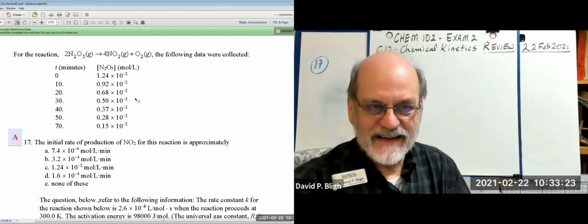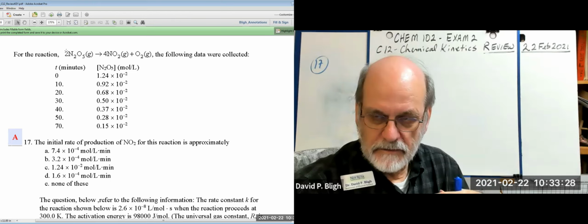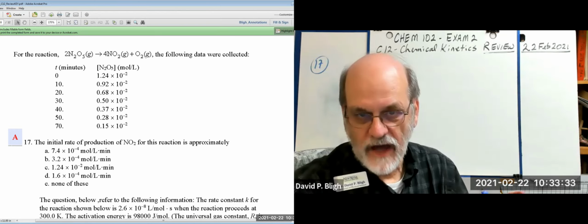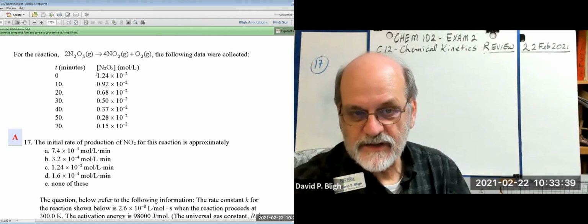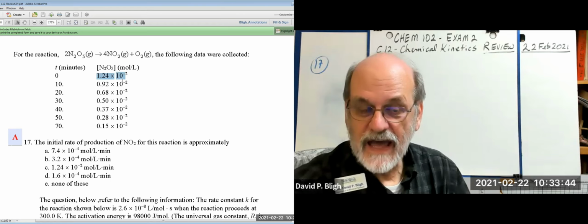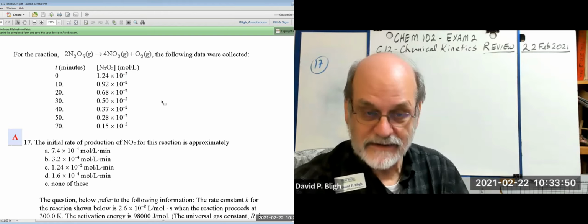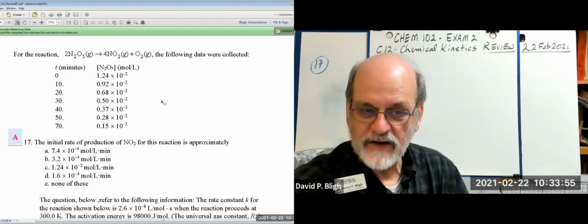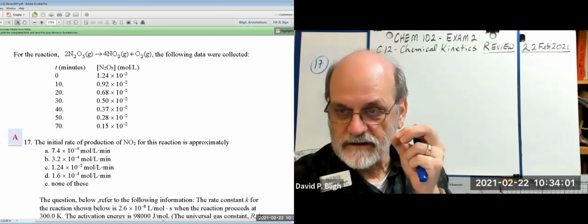Okay, we're given this set of data for this reaction. 2 dinitrogen pentoxide yields 4 nitrogen dioxide plus oxygen. And these are the data, right? We notice that N2O5 is disappearing, starts off with this concentration right here, and then we lose it over time. So it's disappearing. We're measuring the disappearance of the reactant. The initial rate of production of NO2 for this reaction is what? How much of this is the very start?